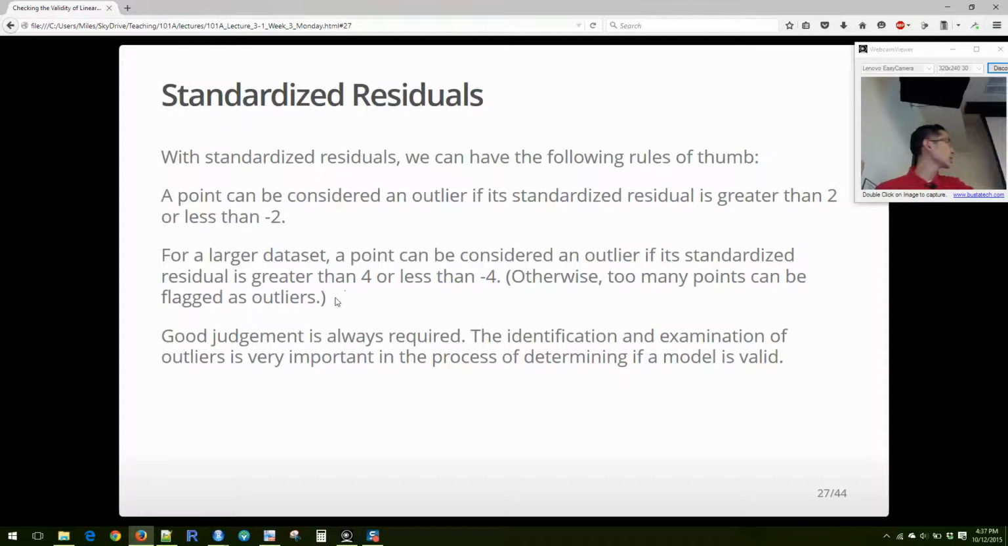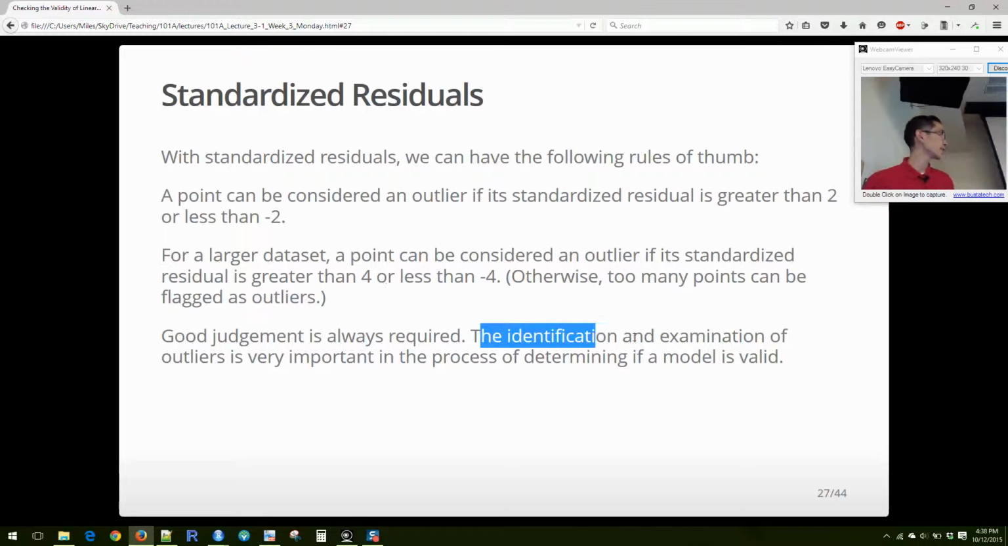When you have a large data set, we actually loosen these rules up because a lot of points could get flagged as outliers, especially when you have a large data set. So we move these out to 4 and -4. And of course, like everything where you're moving boundaries out, there's a judgment call. So maybe there's an in-between data set where 3 is a better number, okay?